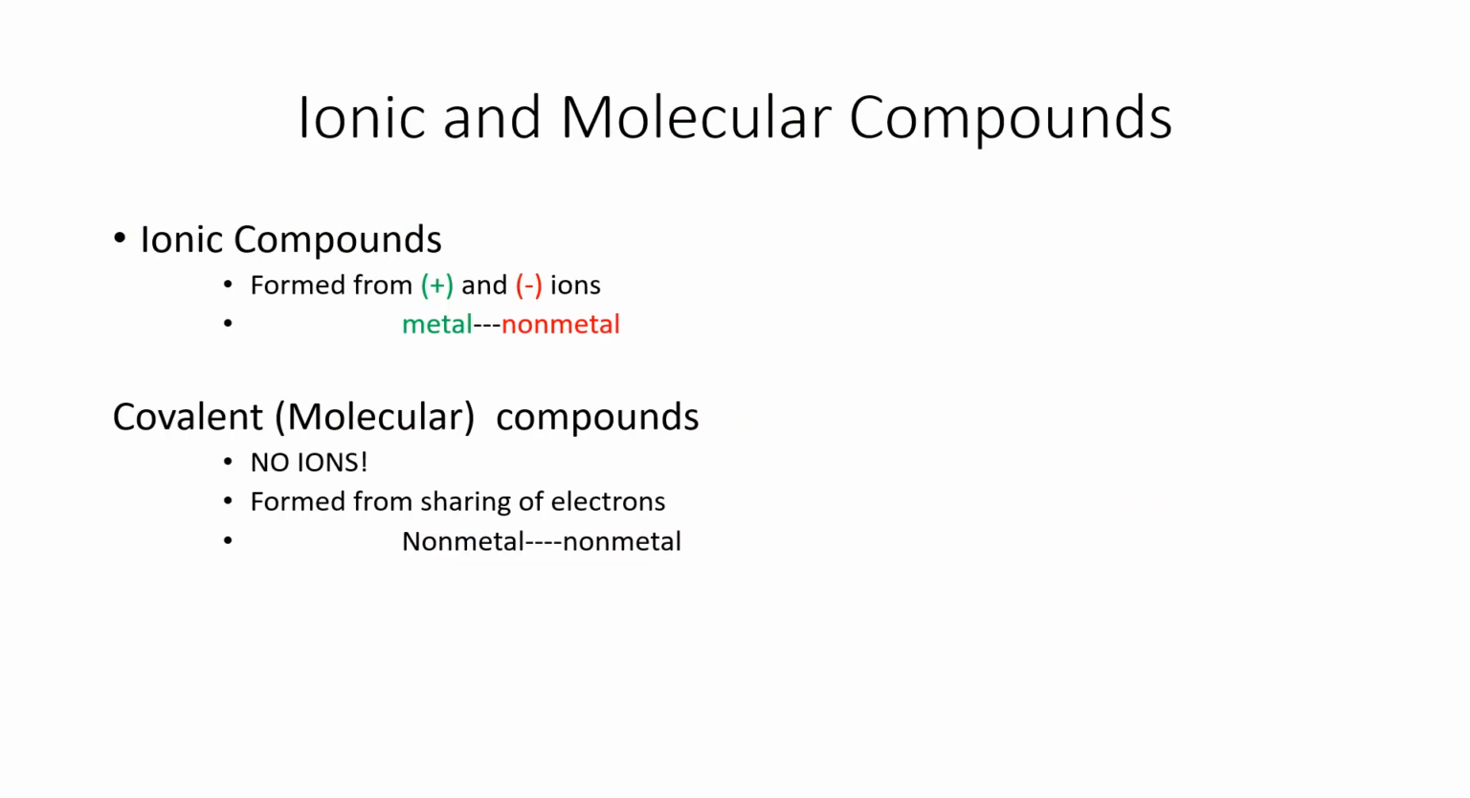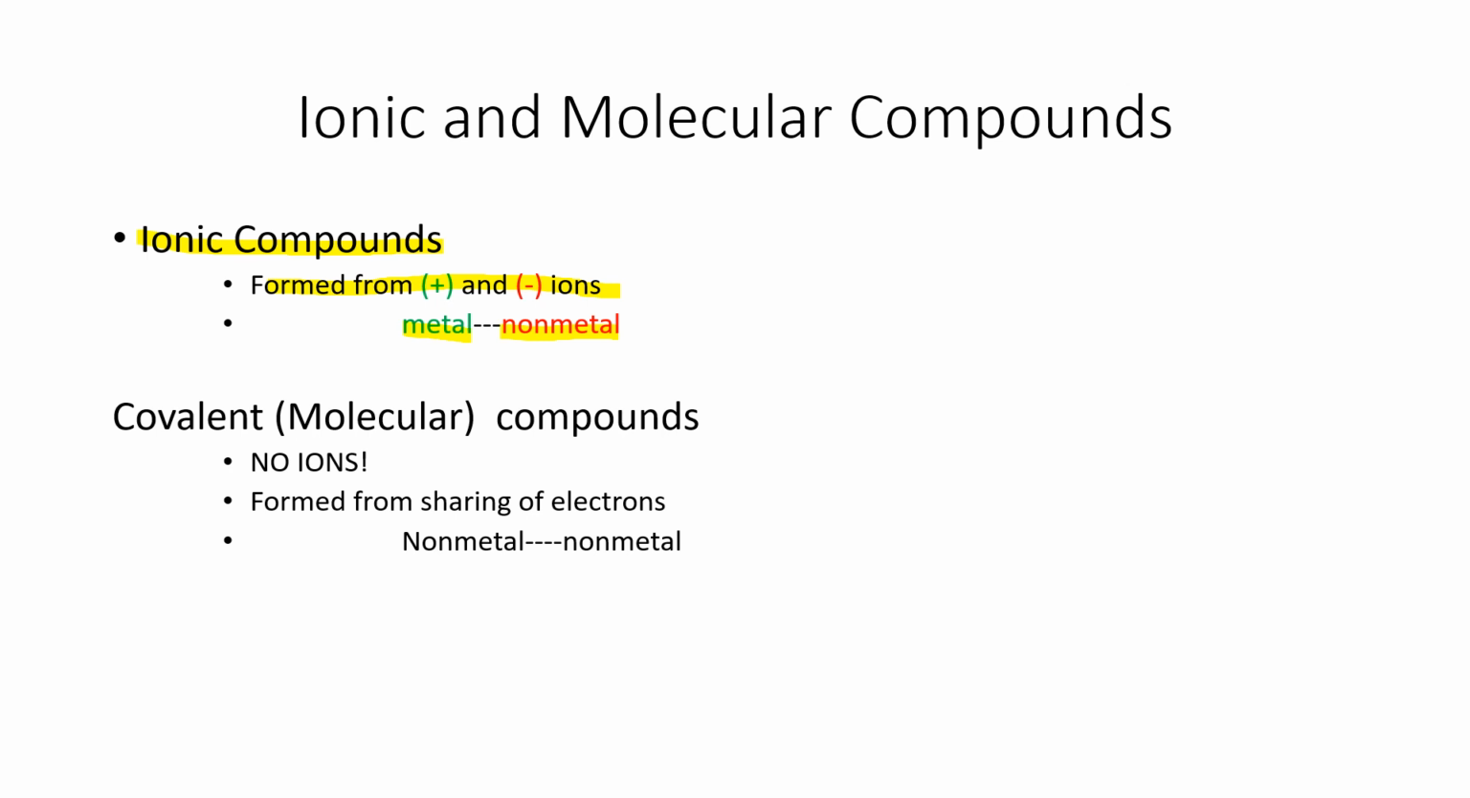Now there's two types of compounds we're going to name, so we want to make sure we're able to differentiate these from each other. The first type are ionic compounds. Ionic compounds are formed from the attraction between a positive ion and a negative ion. So what type of elements are going to give me the positive ion? Well, metals are going to give you those positive ions. What type of element is going to give me these negative ions? Well, the nonmetals are going to provide those negative ions. So generally when you see a metal combined with a nonmetal, you should be thinking ionic compound.